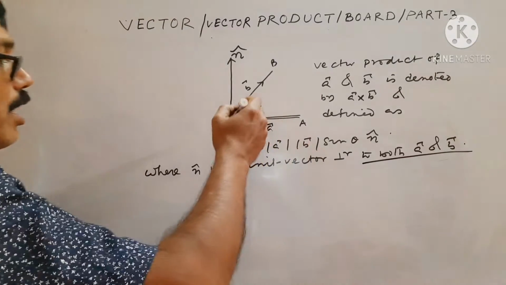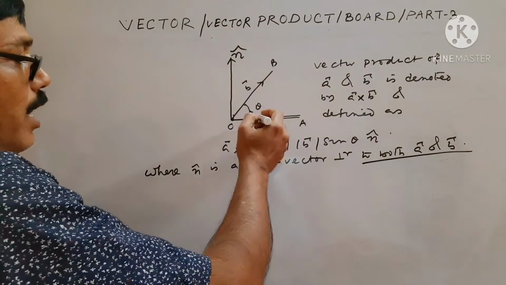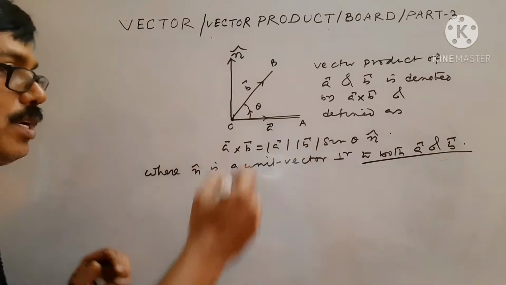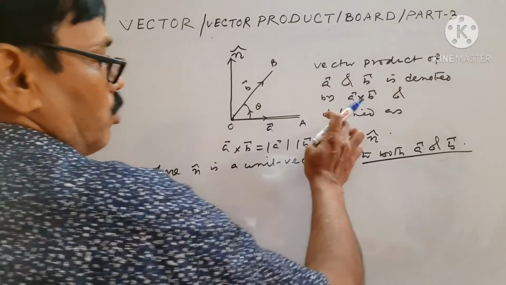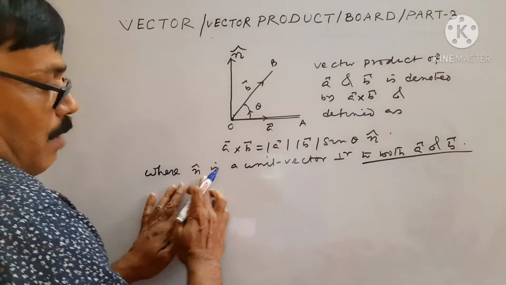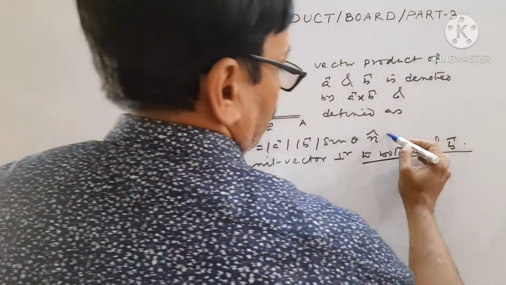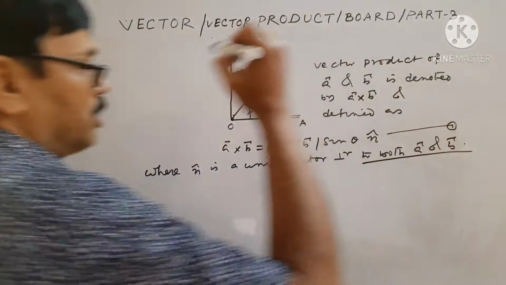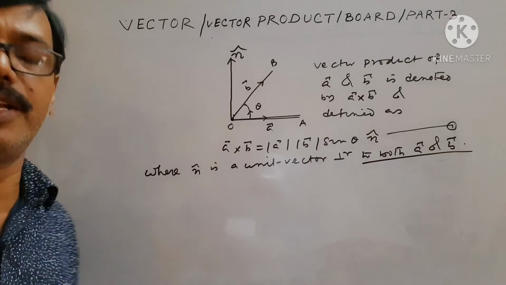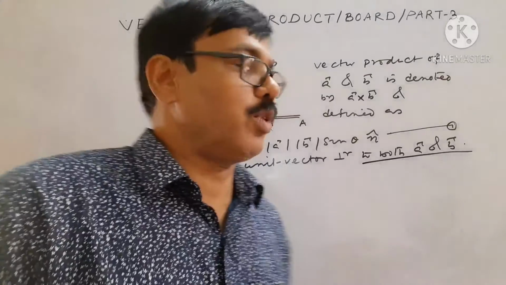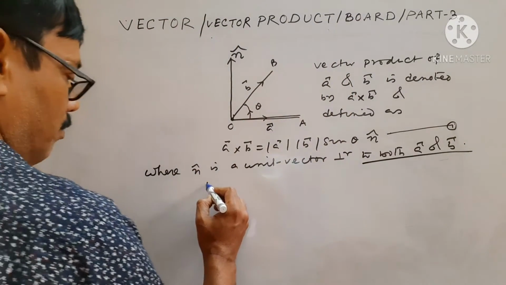So it acts as an inward screw or outward screw, according as you take it from A to B or B to A. So you remember this one. What is n cap? n cap is a unit vector perpendicular to both A and B. So this is our definition. Now, similar to dot product, using notes we will solve problems.